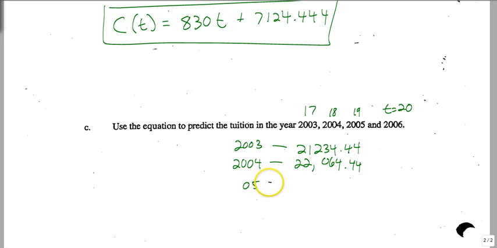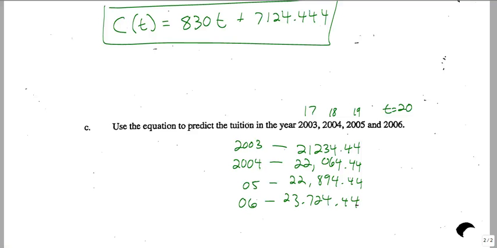2005 was 22,894, and 2006 was 23,724.44. Again, that's how you have to enter the stuff into the calculator. Your calculator is a great tool to help you model equations. So now what we're going to do is just talk about correlation with this, and this should go pretty quickly.